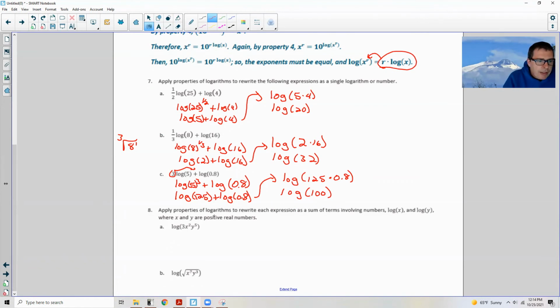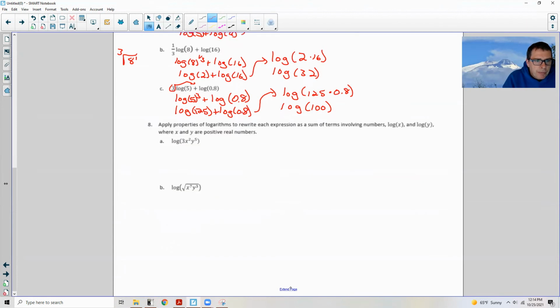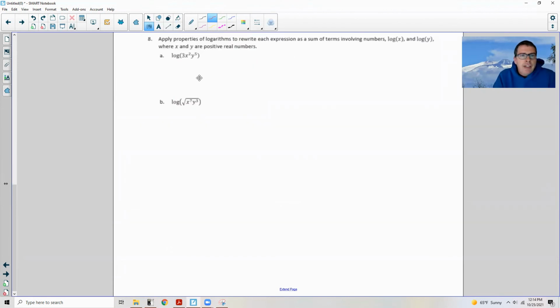Okay, number 8 says, apply properties of the logarithm. Rewrite each expression as a sum of terms involving numbers, log of x and log of y, where x and y are positive real numbers. So what we're going to do here is we're just going to expand this out. This is all multiplication. That's multiplication. That's multiplication. We're going to split it up into different logs. So we're going to apply the log rule, which is log of 3, my first term. And since we're multiplying, we're going to put a plus sign, and then we have to write the word log every time. And now it's going to be x squared. I'm going to do one step at a time here. We're not done. Plus the log of y to the 5th.